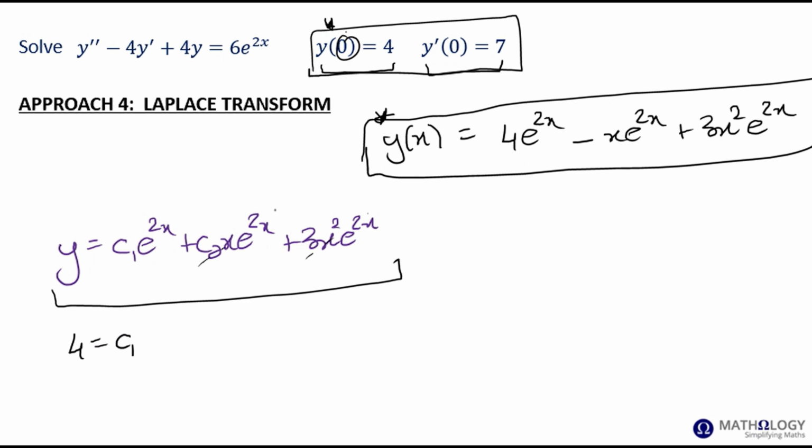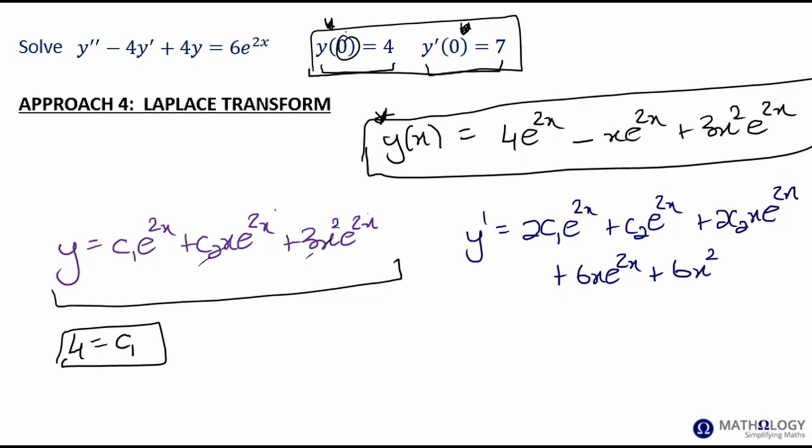And then applying the second condition, this will be the derivative of this general solution. So we're going to first need to get the derivative of this. So y prime will be 2c1 e to the 2x plus c2 e to the 2x plus 2c2x e to the 2x plus 6x e to the 2x plus 6x squared e to the 2x.